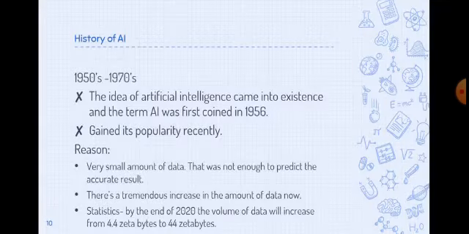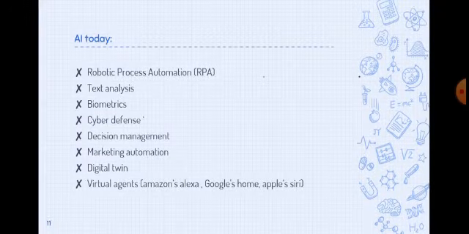As already said, the history of AI, well, I am not discussing this topic. My fellow group members are doing this.